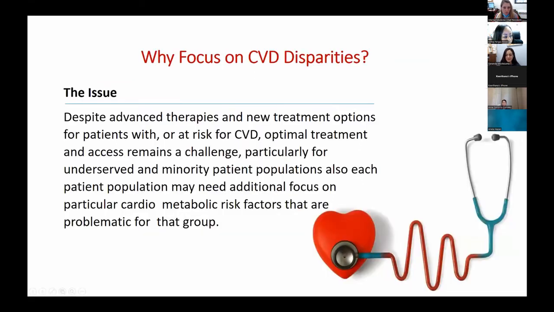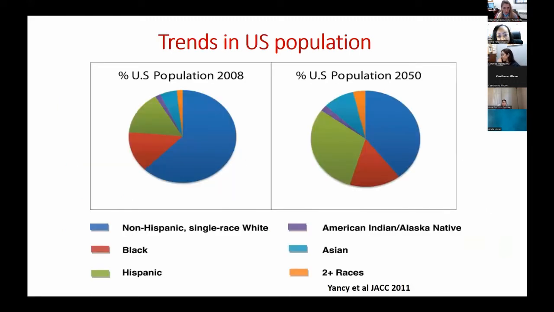Okay. So this slide, are you seeing the trends in US population? Yes. Okay, so I wanted to show this, the current trend in the US population and the projected trend. And this was actually shared in the Journal of the American College of Cardiology by my colleague and friend, Dr. Clyde Yancey. And the reason is that we definitely will be having more of a diverse group within the US.